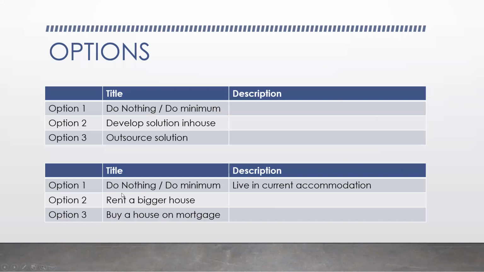And I give an example here. Doing nothing could be you currently rent, keep staying in your current accommodation and keep renting. Option 2, do you want to develop an in-house solution? Do you want to rent a bigger house? Or rather, no, that should be, do you want to buy a house? That would be an in-house solution. And if you want to outsource it, do you want to rent a bigger house and let an estate manager deal with that for you? So you could do that.